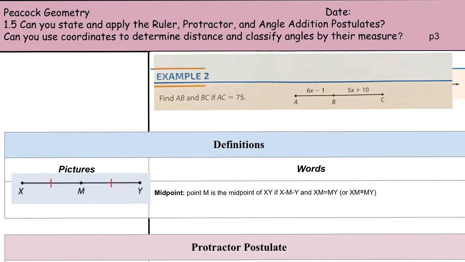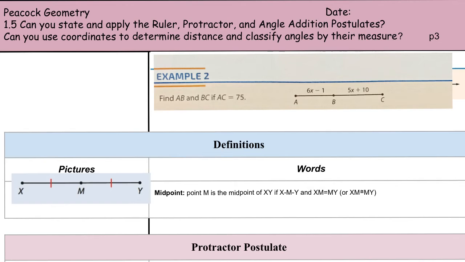Find segment AB and segment BC if the total segment of AC is 75 units. If we don't know what it is, we're just going to say units, because remember, this is geometry. We're talking about physical measure most of the time. So if it doesn't say inches or feet or centimeters, I'm going to say units.